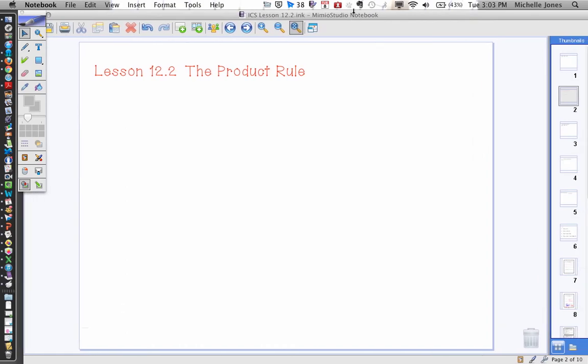All right, Introduction to Calculus and Statistics. Here is lesson 12.2. So today we're going to learn the product rule for derivatives.